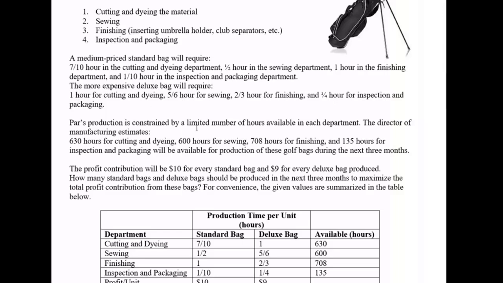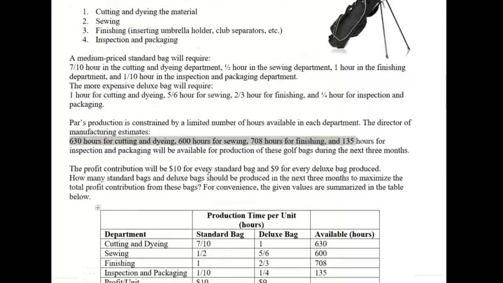Okay, so now they have a limited number of hours available at these departments, and we are told that here are the limits. Cutting and dyeing, there are 630 hours available. Sewing, 600 hours. Finishing, 708, and 135 hours for inspection and packaging. So here are the limits. So we have limited amount of hours to spend on these things. So we're trying to make as much profit as possible from these bags. So the decision is, how many standard and how many deluxe bags should I make to maximize my total profit out of these two kinds of products?